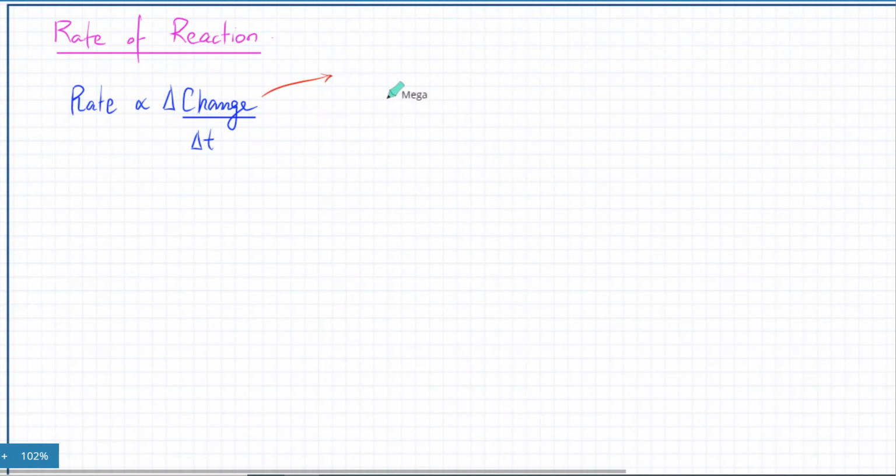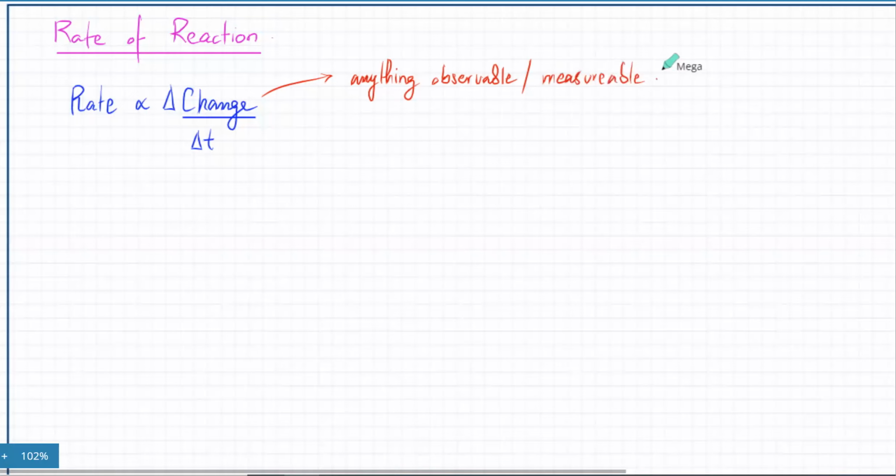What change are we talking about? In a chemical reaction, this change could basically be anything that is either observable or measurable. And if you want to calculate it mathematically, then it has to be measurable as well. So that change could be a color change. If there's a color that's changing in the reaction, you can measure how fast that is happening. It could be a change in the volume of gas.